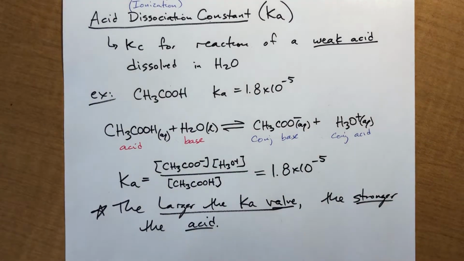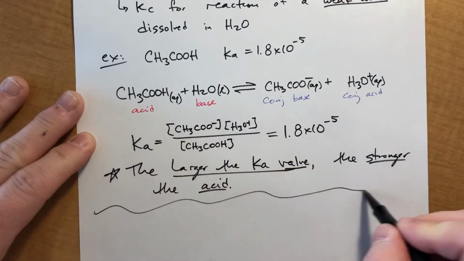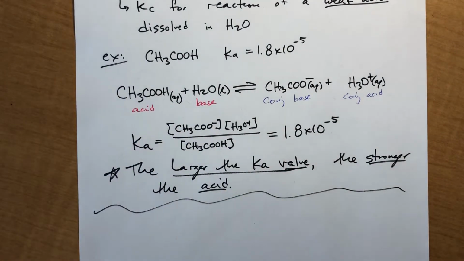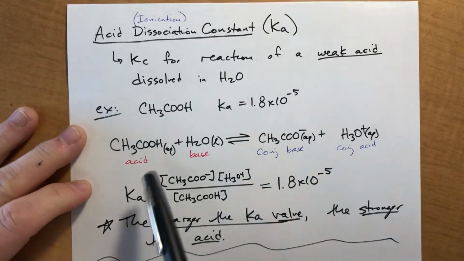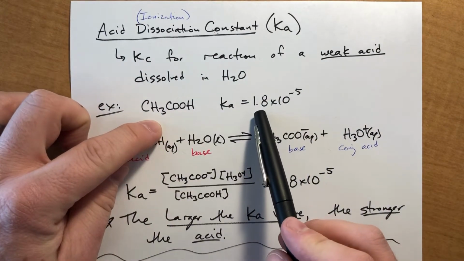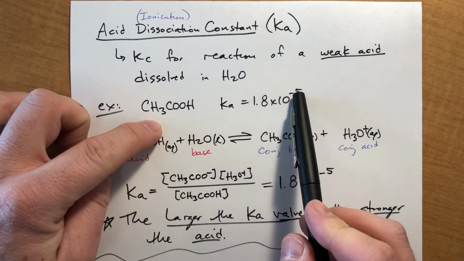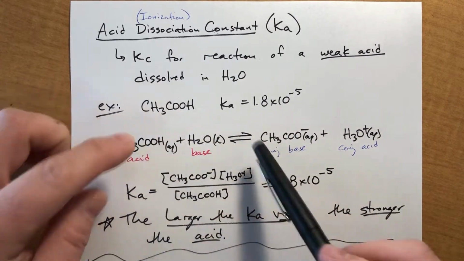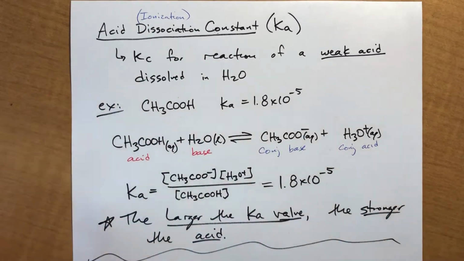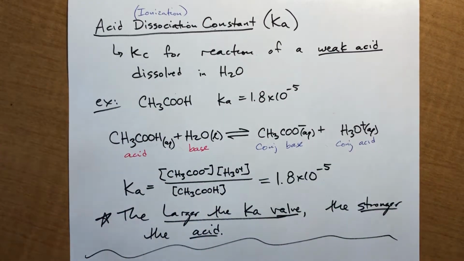Probably should have just underlined the whole thing, but whatever. So if we had another acid and it had a Ka of like 9.5 times 10 to the negative fifth, we would know that it's a stronger acid without having to do all the legwork here. We can literally just look at the Ka value and tell whether it's a stronger acid or not.